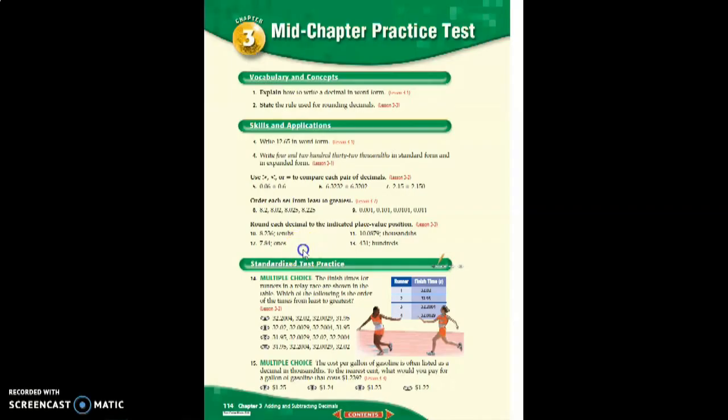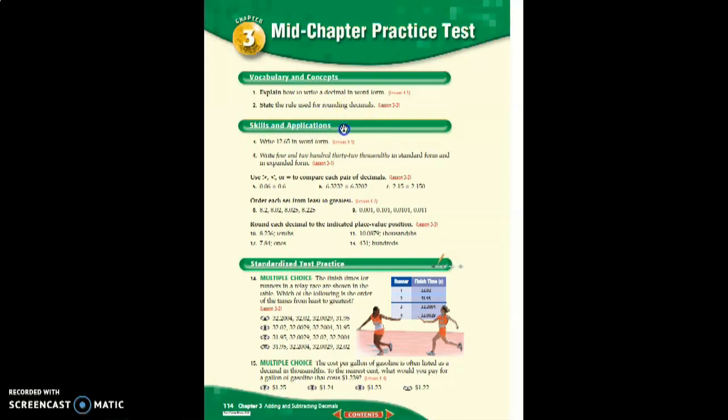Chapter 3 Mid-Chapter Practice Test. Vocabulary and Concept. 1. Explain how to write a decimal in word form. 2. State the rule used for rounding decimals.